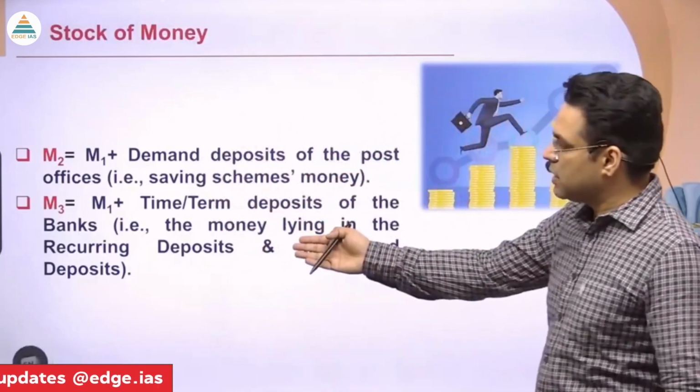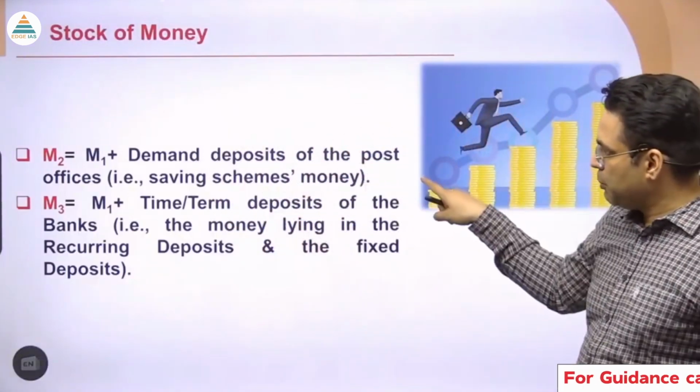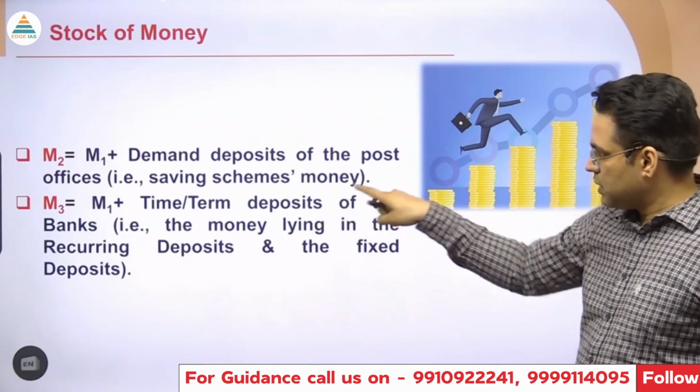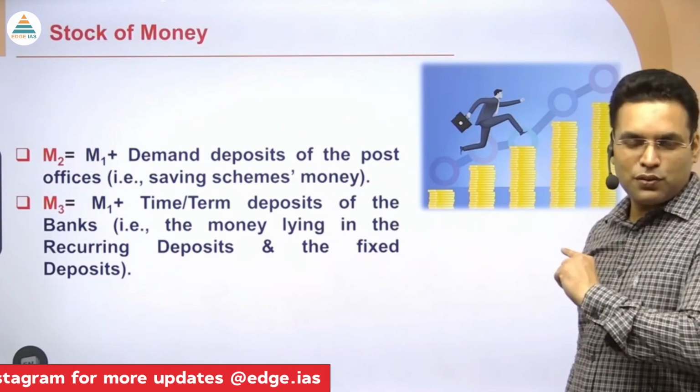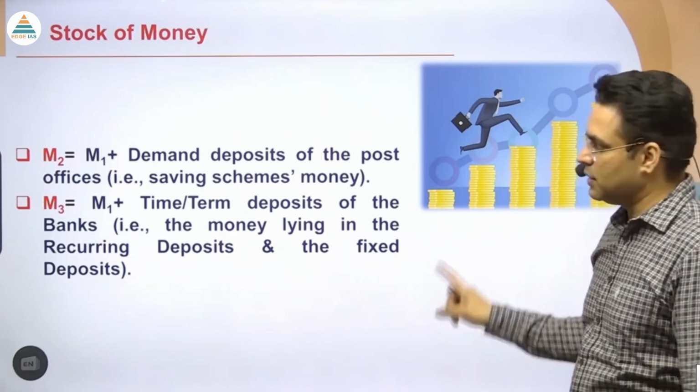Okay, so everybody has written M2 equal to M1 plus demand deposit, M3 equal to M1 plus time deposit. Now what you have to do is practice this, because questions are asked from here directly in UPSC.